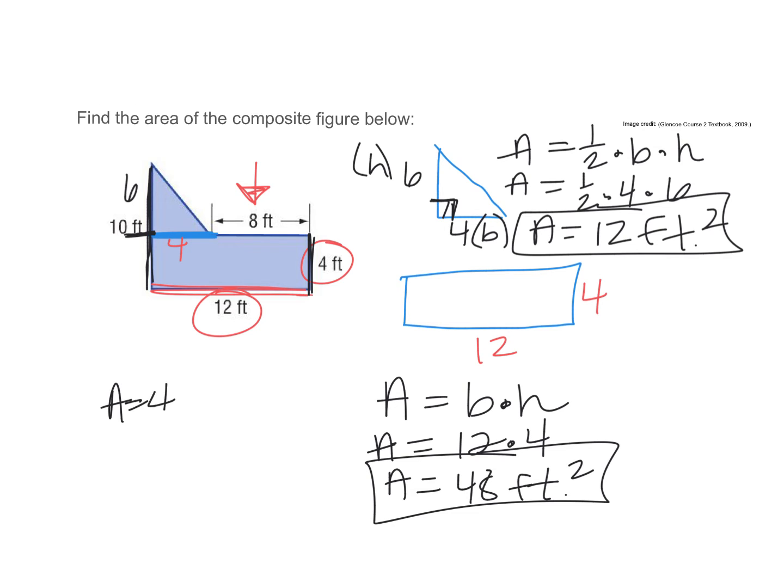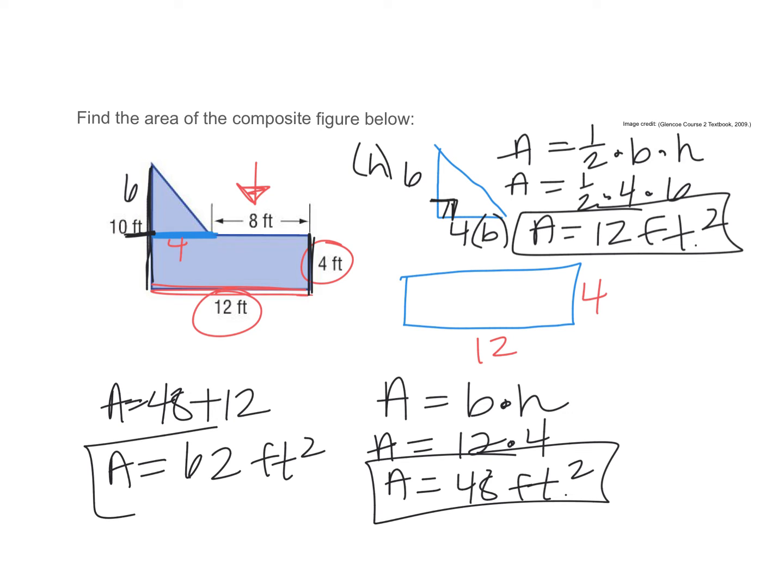And then remember, lastly, we have to add them together. So area is going to be 48 plus 12. So 48 plus 12 is 62. So the whole thing is going to be 62 feet squared.